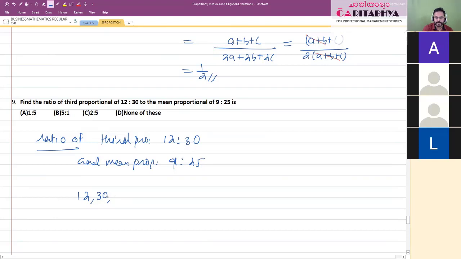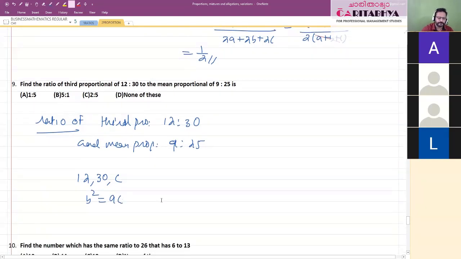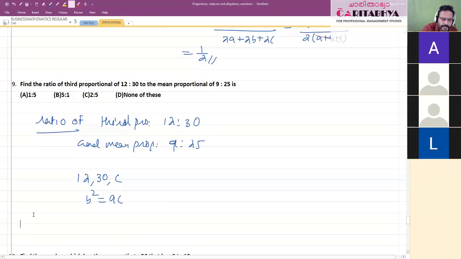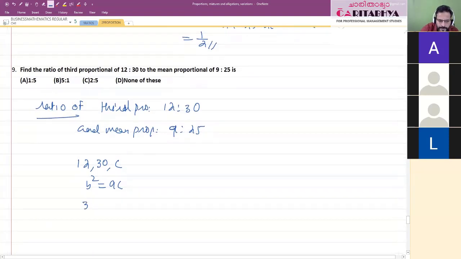Third proportional means A, B, C. Okay, the formula used here is B square equal to AC. B square, 30 square, is equal to 12 into C. Therefore C is equal to 900 divided by 12. 900 divided by 12 is equal to 75.